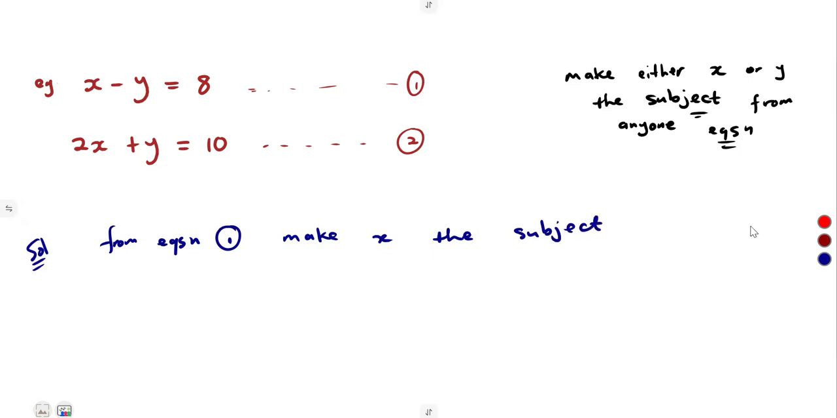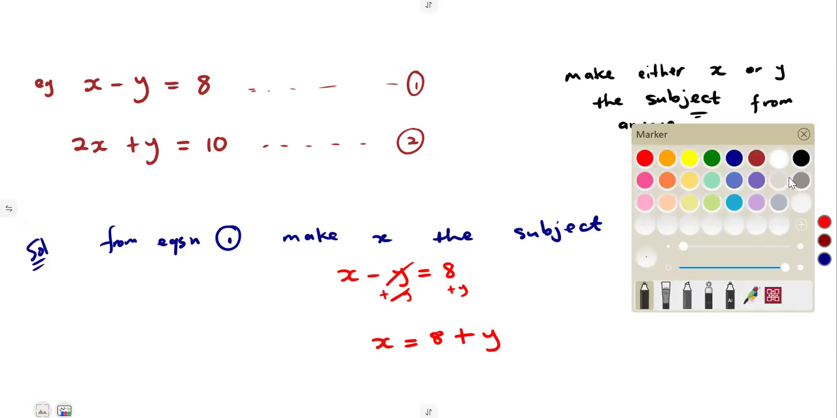So from equation 1, if I make x the subject, it means I'm going to take the minus y to the other side. It is x minus y, which is equal to 8. So I'm just going to simply add y like this, so this can cancel. So it means x is equal to 8 plus y, or y plus 8. It is up to you. Simply, it was a minus, you take it to the other side, it changes to a plus. So we have made x the subject of the formula.